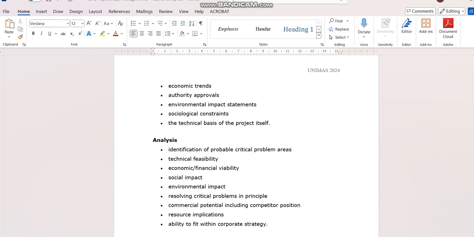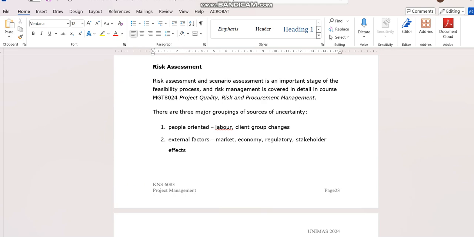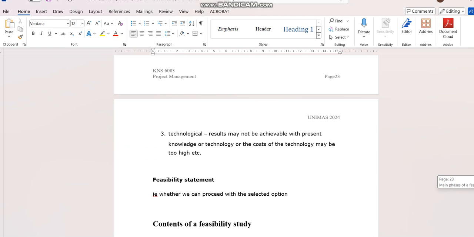So that's why you have a lot of these studies and assessments being done. You need to analyze it. So it's pretty much in this feasibility study stage. And then we also do risk assessments, whether there are any external risks or people-oriented risks, and then, do you have any technical problems, location problems and all that? So the main thing is we have the feasibility statements to say that we are proceeding with this option.